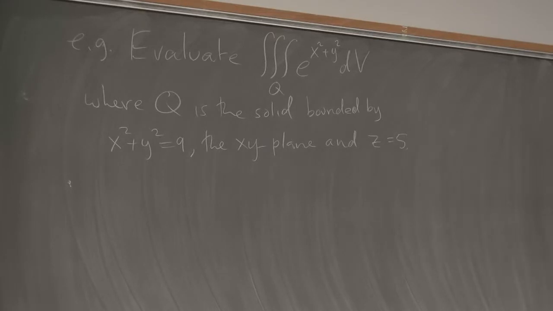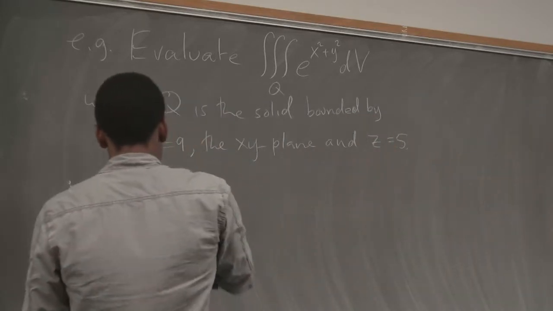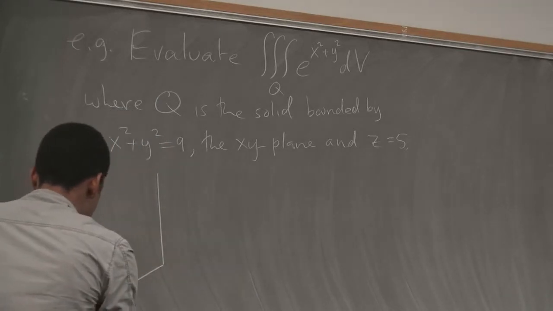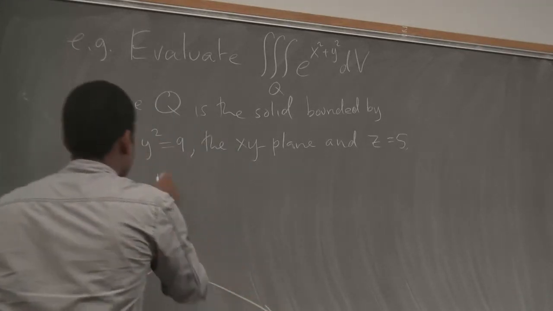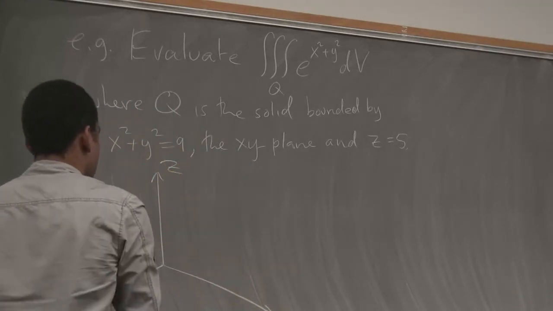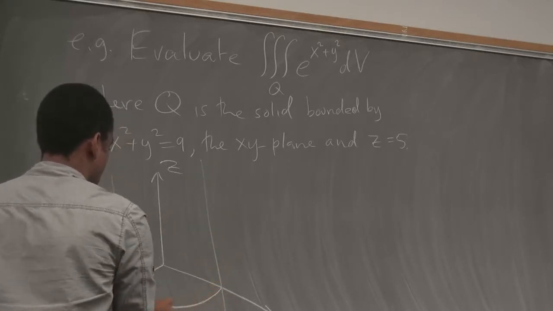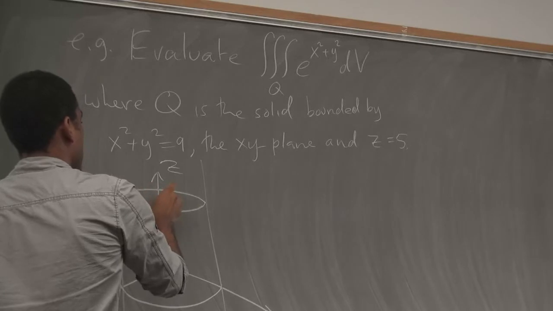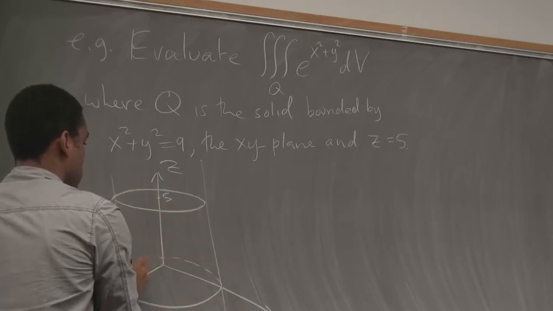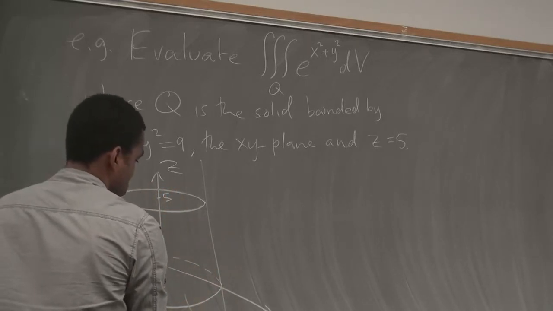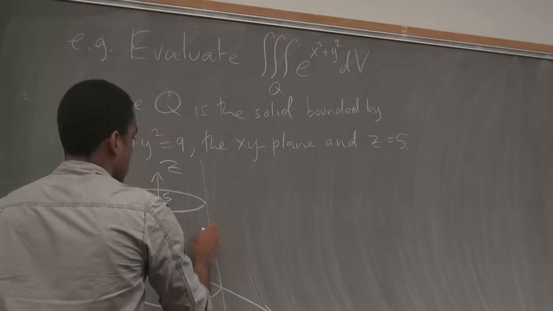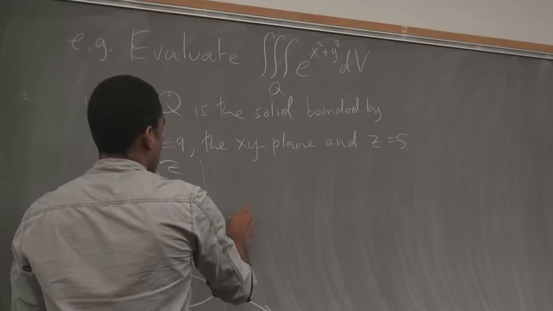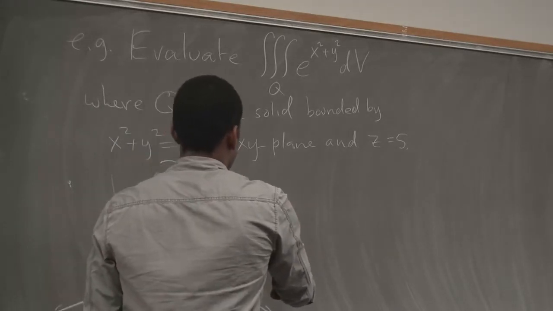Okay, what does that solid look like? Circular cylinder. And z equals 0 and 5. Goes up to z equals 5, down to z equals 0. And this is the cylinder x squared plus y squared equals 9.